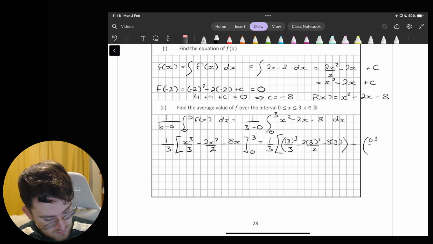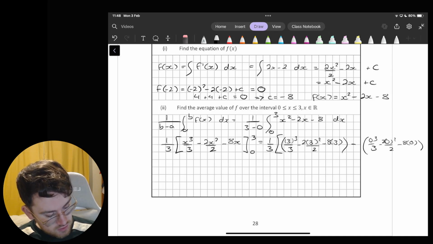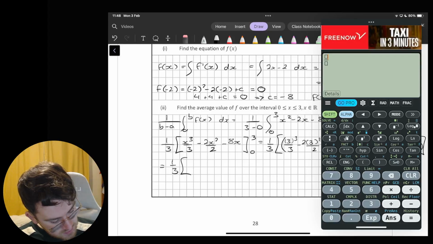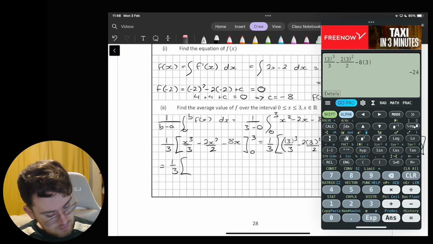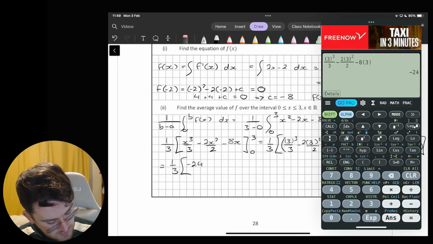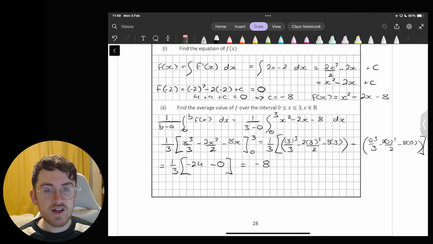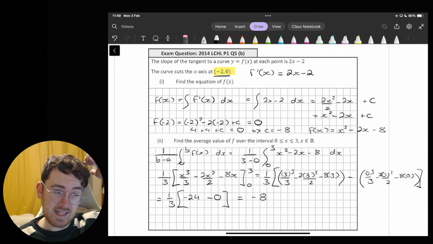minus, and looking at this already, I'm going to be subbing 0 in for every value of x here, which is just going to reduce down to 0 anyway. So we'll fill in some of these values. That was 3 cubed over 3 minus 2 over 2, which is just 1, times 3 squared, minus 8 times 3, which gives me an answer of minus 24. And as I said, the other part is just going to go to 0, so that gives me an answer of minus 8. So the average value of the function across this range is minus 8.